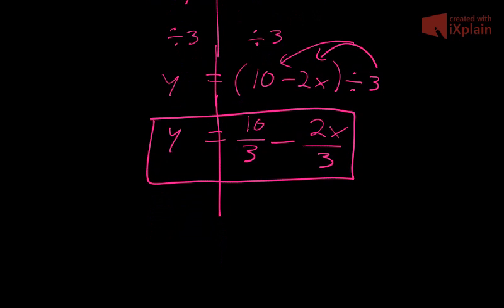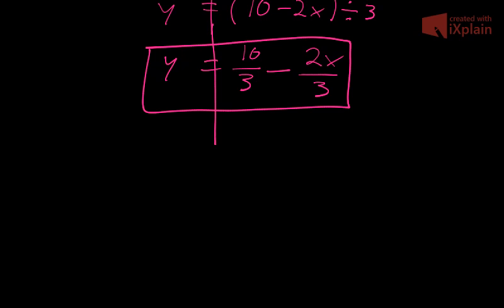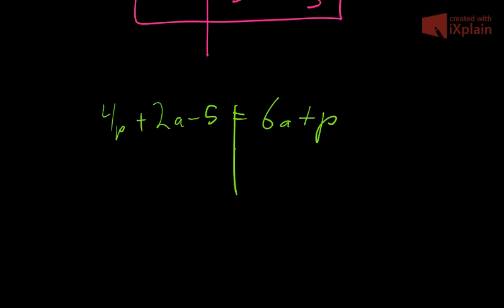Let's try another one. This is where algebra starts to get really weird and look a lot different from all the other math you've done, because these answers are going to look really, really hideous, but that is okay. So we are going to do a very strange one now that is going to be 4p plus 2a minus 5 equals 6a plus p. And I can divide that straight down the middle. What I want you to do here is solve for p.